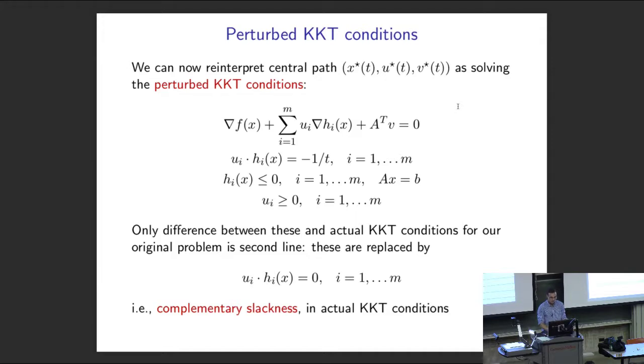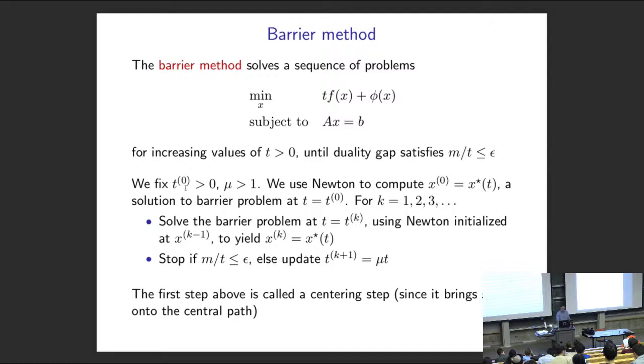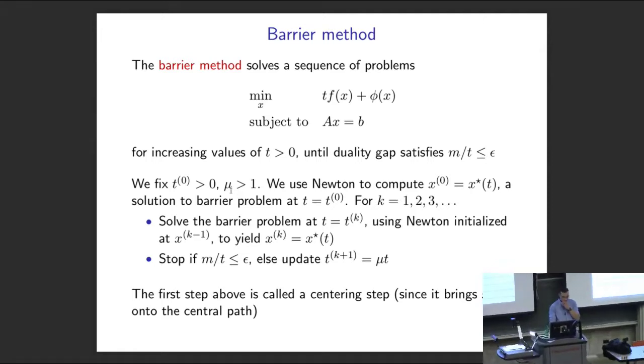Then we'll come back and actually describe the barrier method in full. So what we do is we fix an initial value of t, call it t0, and we fix something that we call the barrier parameter, mu. Mu is some constant larger than 1. And we're going to use Newton's method to compute a solution to this problem at the value t equals t0, and call that solution x0. That's what we call the initial centering step. Every time we solve this problem, we call it a centering step. This is our initial centering step.